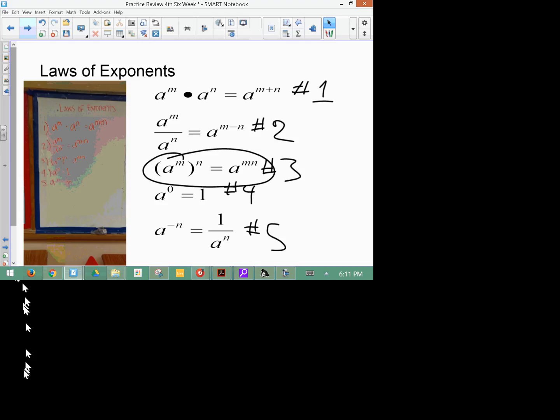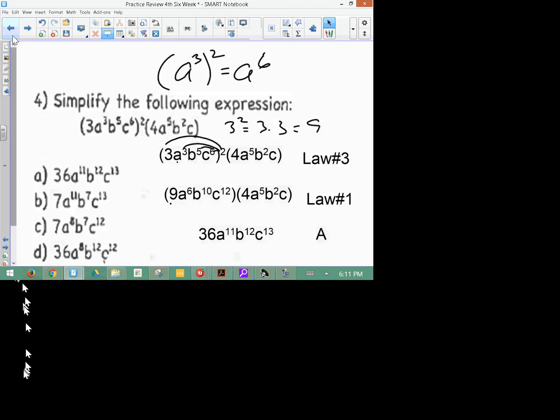So let's go back and clean this up. a to the power 3 to the power 2 is a to the power 6. Then b to the power 5 to the power 2 is b to the power 10. c to the power 6 to the power 2 is c to the power 12. That's all the rule, that was all law number 3 right there.